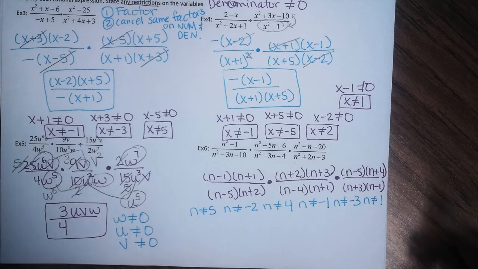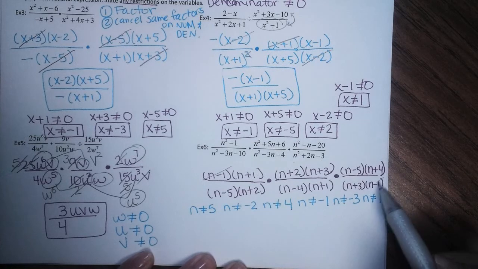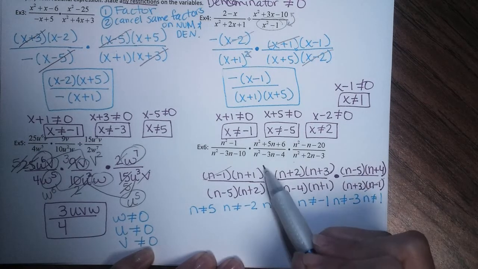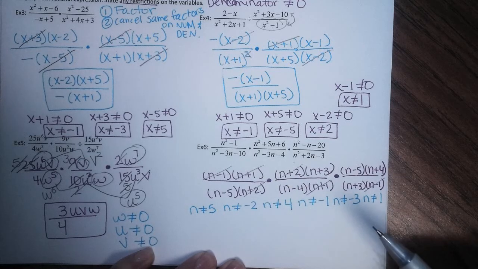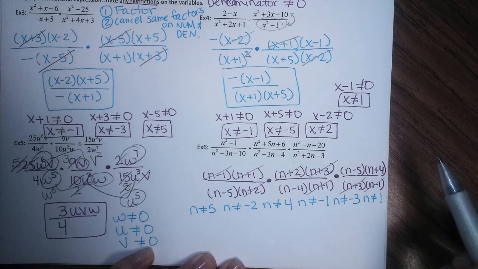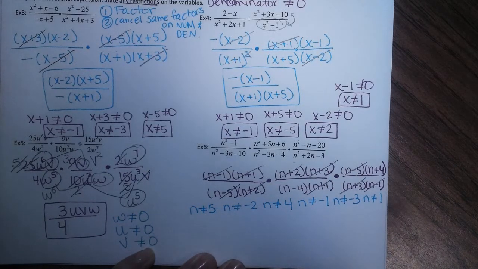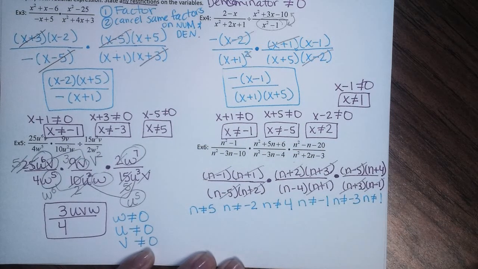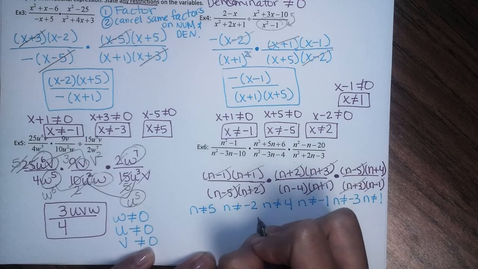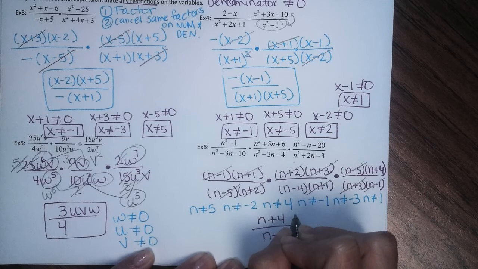Okay, now you can start canceling anything that matches on the top and the bottom. Like n minus 1 with n minus 1. N plus 1 with n plus 1. N plus 2 with n plus 2. N plus 3 with n plus 3. Does everything cancel? N minus 5 with n minus 5. Almost everything canceled, except for the n plus 4 and the n minus 4, because they have different signs. N plus 4 and n minus 4 is your final answer.